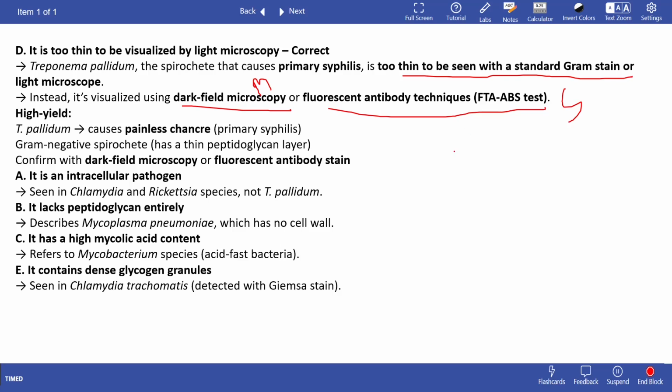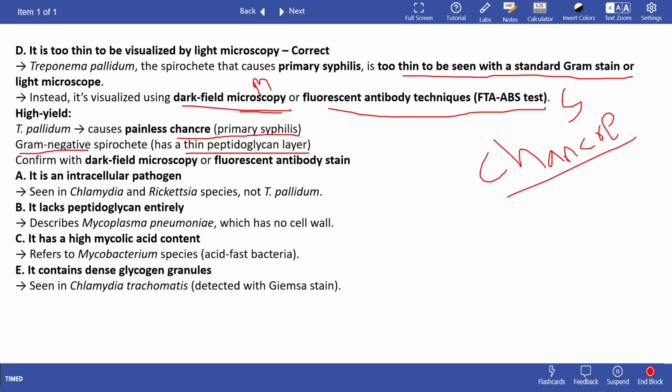The FTA-ABS detects the antibody. It's logical. Dark field microscopy can only visualize the syphilis organism, and it can only be visualized if a chancre is present. If the chancre is present, the dark field microscopy can be used to visualize the organism by taking a sample of the chancre. It causes a painless chancre, which is involved in primary syphilis, and it is a gram-negative organism. It has a thin peptidoglycan layer, which also adds to the reason why it cannot take the Gram stain.